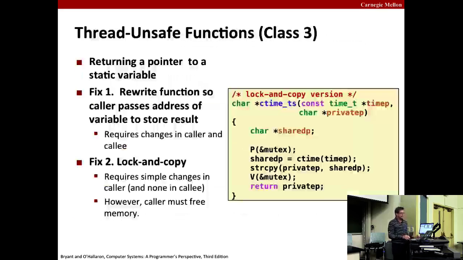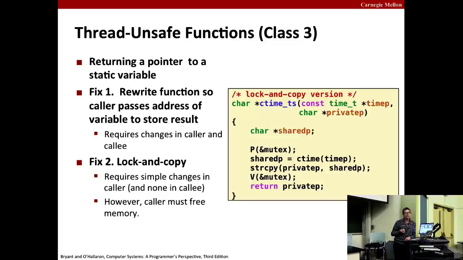Okay. Another way that functions are unsafe is with functions that always return a pointer to the same global variable. Typically it's a static variable, but they always return the same address each time. So you can see this is similar to that race that we encountered before, where we were passing the address of a connected file descriptor to a worker thread. So now we're creating a race.